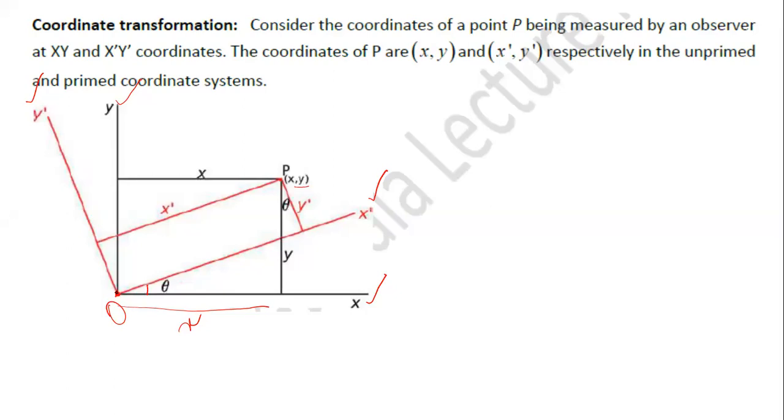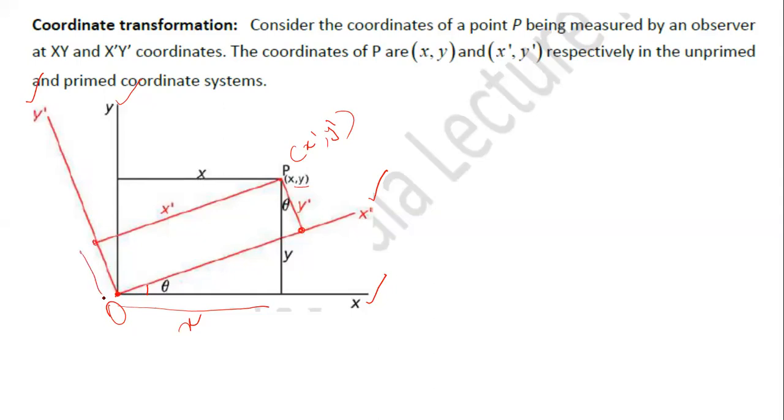Now, in order to identify the location of the same point in the prime coordinate, I have to know the corresponding coordinate value along x prime and the corresponding coordinate value along y prime. So I can define the location of the same point if I define the distance along this x prime, that is between this and this, and the height in the prime coordinate, this to this.